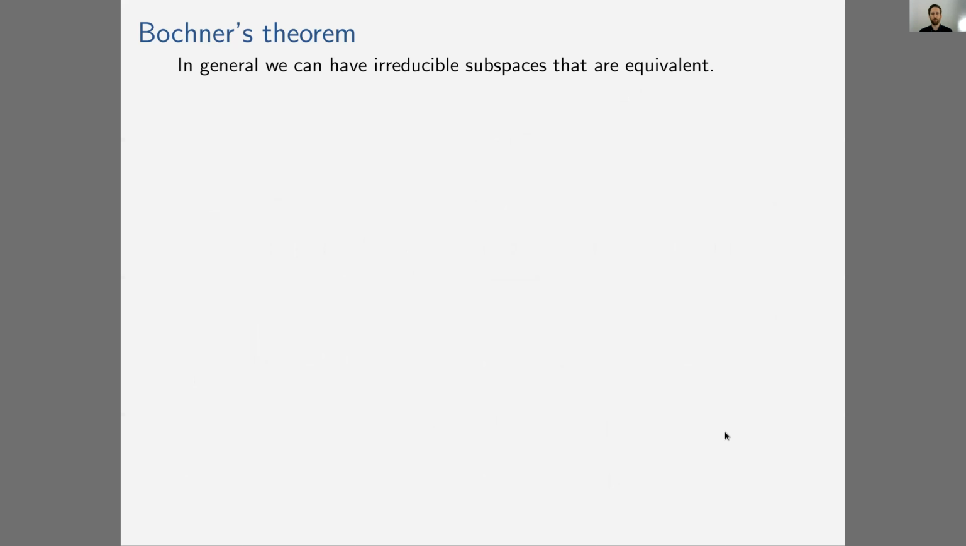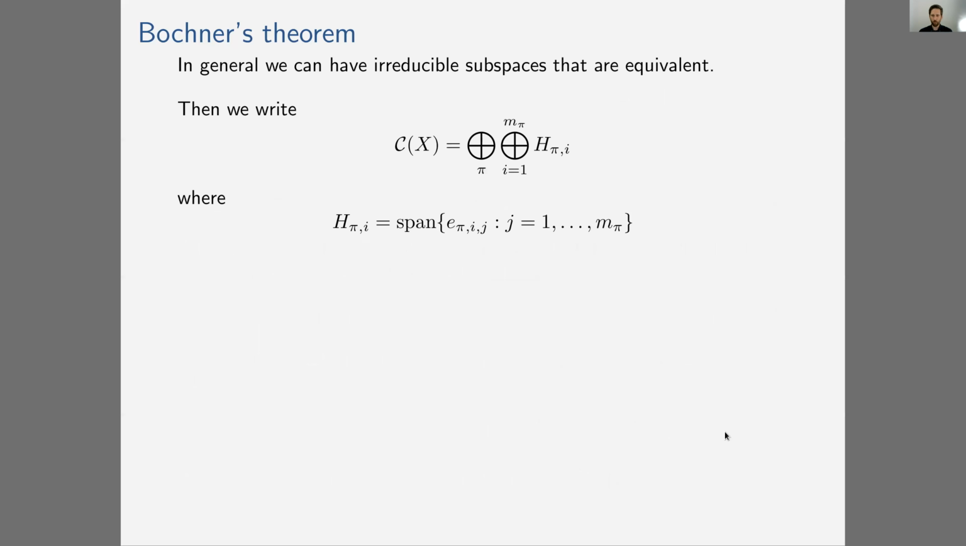So let me explain what happens in general. In general, we can have irreducible subspaces that are equivalent. Equivalent here means that the spaces are, well, first isometric as vector spaces, so they have the same dimension, but also that the group acts in the exact same way in both spaces. There's a way of making that precise, but that's not so important right now. Basically, you want to have an isomorphism between the two spaces that is equivariant for the group action.